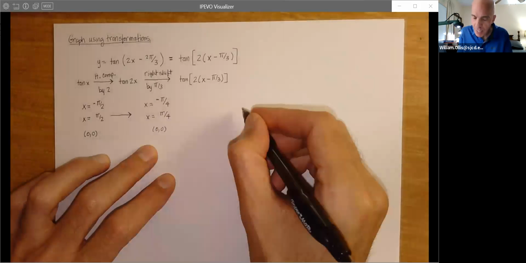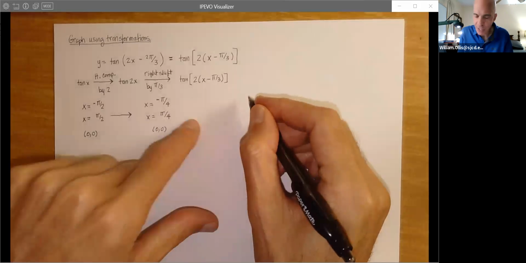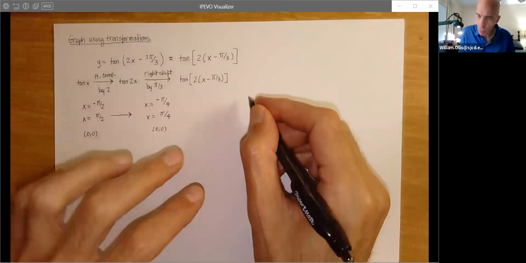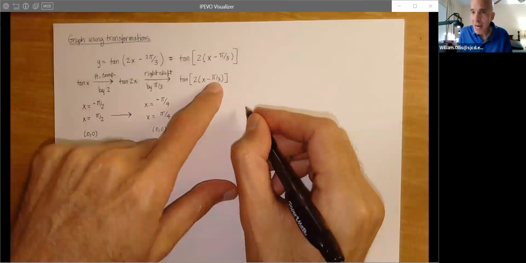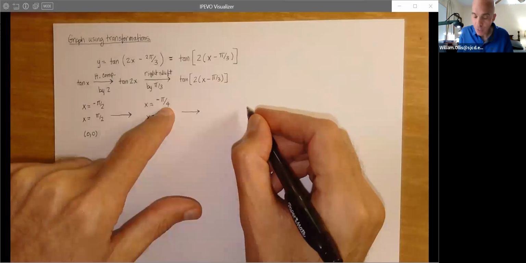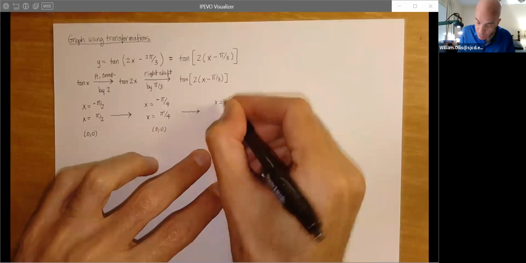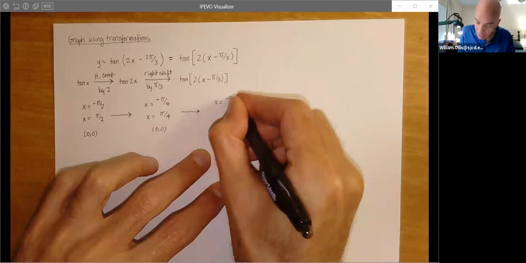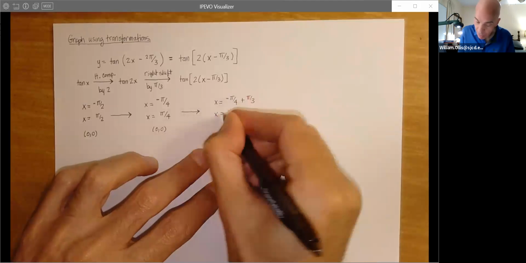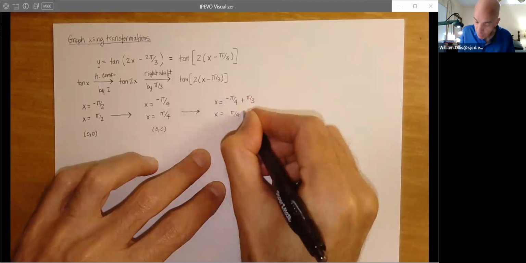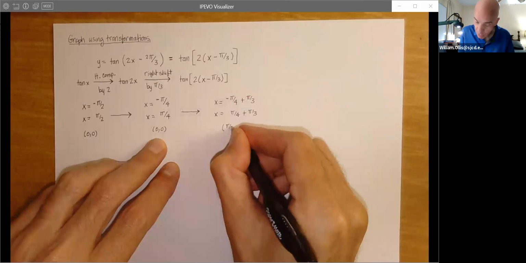Now, what we notice here is that we're going to have to do some algebra. It won't be major algebra. We can just do it with each thing, so we won't worry about excessive work here. So now notice this is a right shift by pi over 3, so we have to add pi over 3 to each of the x values. So this will be x equal negative pi over 4 plus pi over 3. And we'll do the arithmetic. Let's just go ahead and write it down. x equal pi over 4 plus pi over 3. And then, of course, 0 plus pi over 3. Well, that's easy. That's just pi over 3 comma 0.